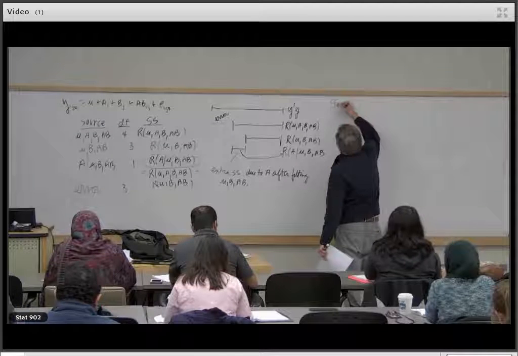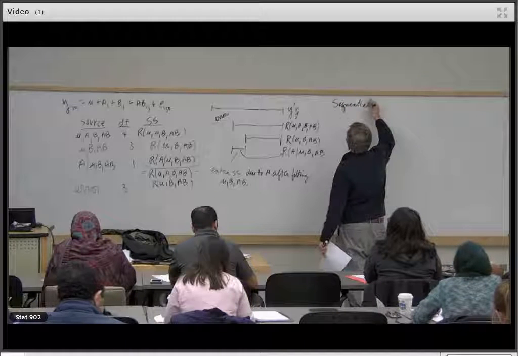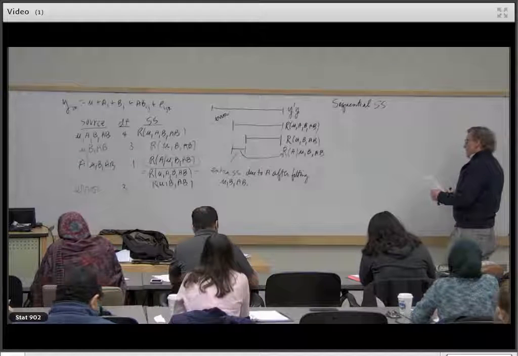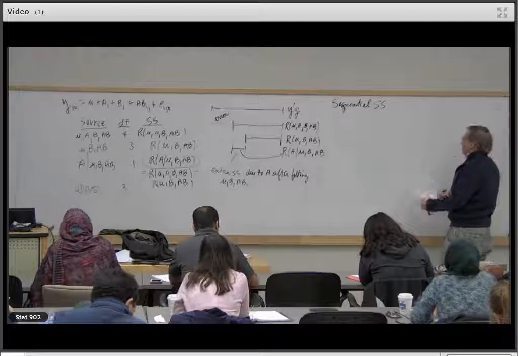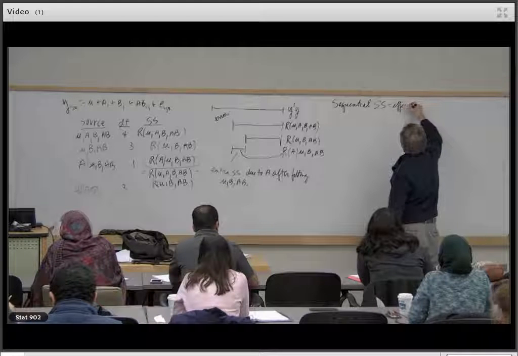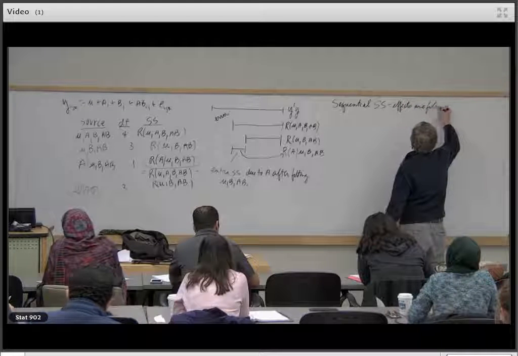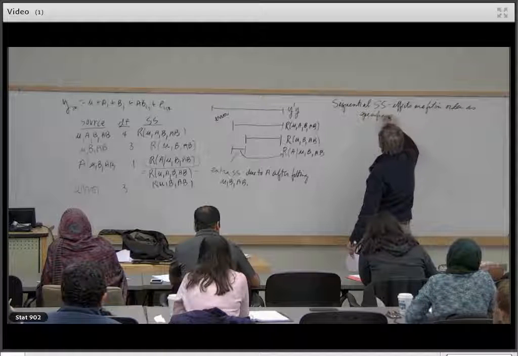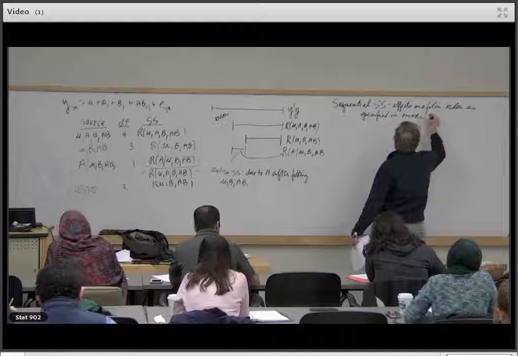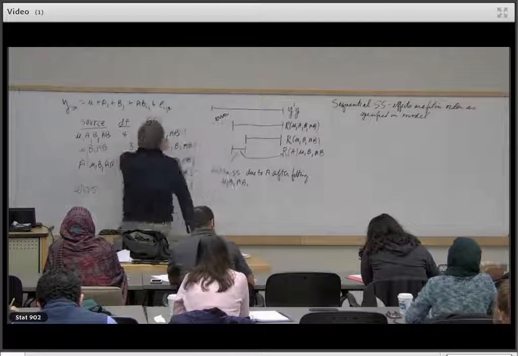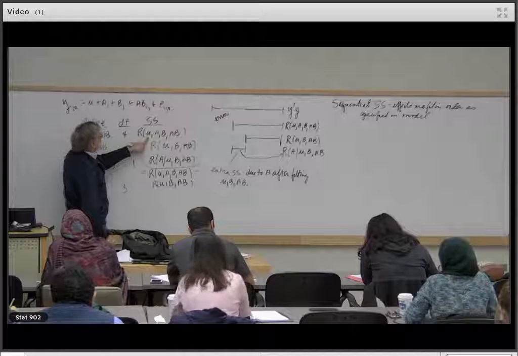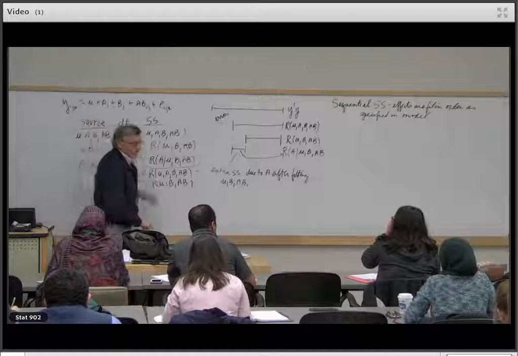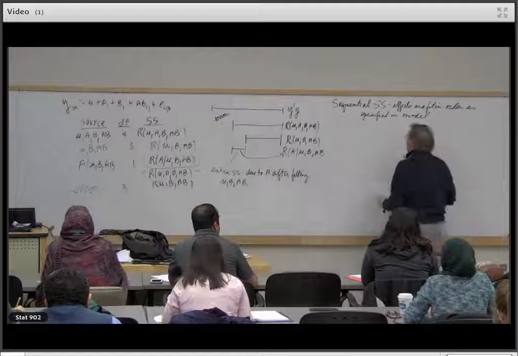Okay, so let me just review what sequential sums of squares are. Sequential sums of squares are sums of squares obtained where the effects are fit in order as specified in the model. So if you think of the model over here, that's the order of the model. I fit mu first, then I fit A after fitting mu, then I fit B after fitting A and mu, then I fit AB after fitting A and B, and so on. Okay, so that's sequential sums of squares.